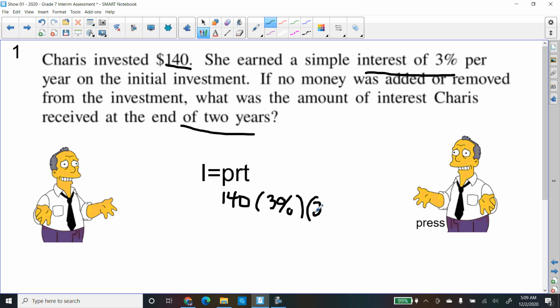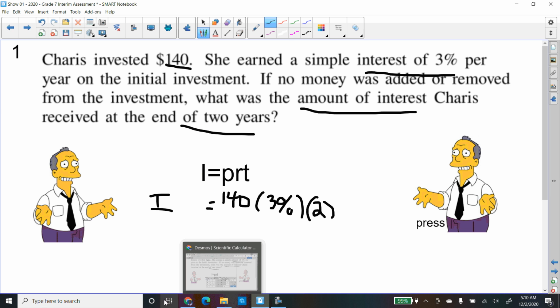Multiply that by 2. So this is where a calculator comes in handy. This is going to give us the interest amount. And that's what they're interested in, the amount of interest only. All right? So what's the amount of interest Sharice received at the end of 2 years? This is what the bank is going to pay her for keeping her money in the bank for 2 years.